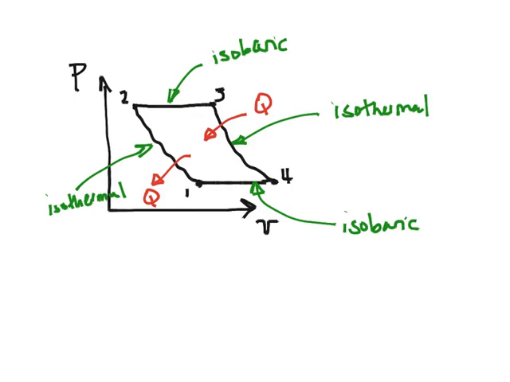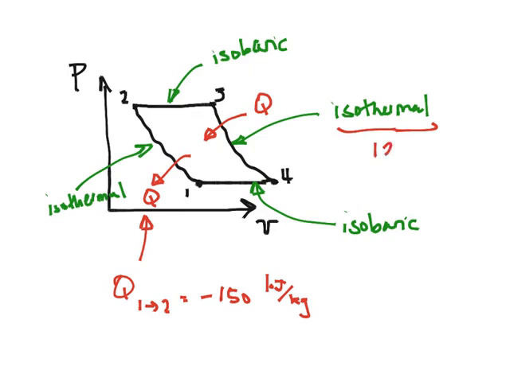Okay, so using the givens in the problem, we know that this heat rejection, Q1 to 2, is going to be negative 150 kilojoules per kilogram because it's heat rejected. And we know the elevated temperature, the heat addition, occurs at 1200 Kelvin because we're told that in the problem. So this is the isothermal expansion. This is the isothermal compression.